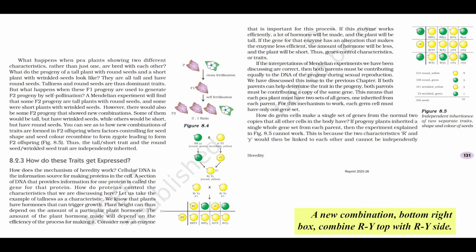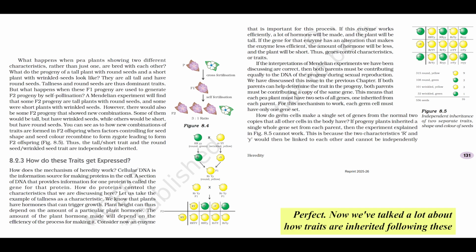A new combination, bottom right box. Combine ry top with ry side. Genotype rryy, phenotype wrinkled green, both recessive traits expressed. By filling all 16 boxes and tallying the phenotypes, you'll arrive at that 9:3:3:1 ratio. The key is correctly identifying the gametes and then combining them systematically. Practice is essential here for speed and accuracy in exams. Okay, that clarifies the Punnett square application.